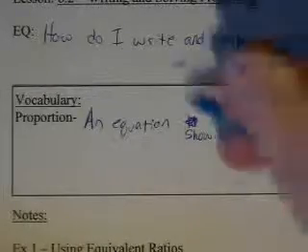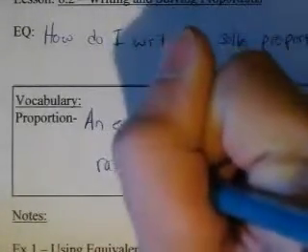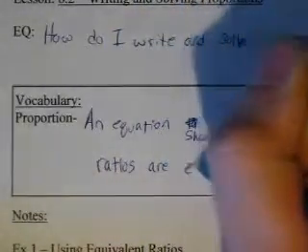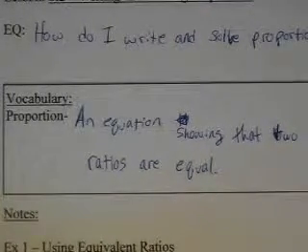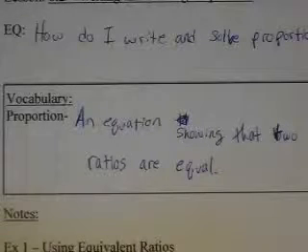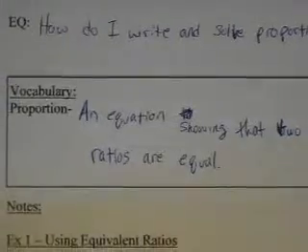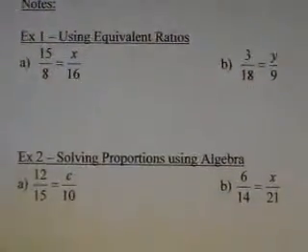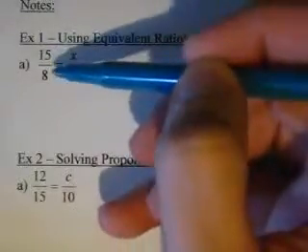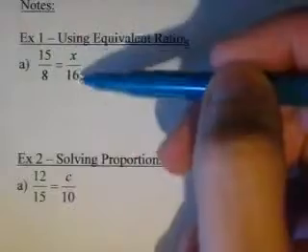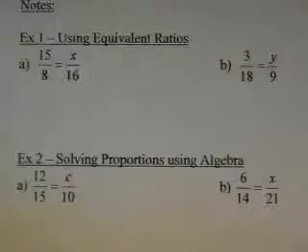An equation showing that two ratios are equal. Okay, that's what a proportion is. An equation showing that two ratios are equal. Okay, and we're going to learn two different methods for solving a proportion. So this is a proportion. Notice that this side over here looks like a ratio, a fraction sort of. This side over here looks like a ratio, but it's missing a piece. And we're going to find out what that missing piece is.